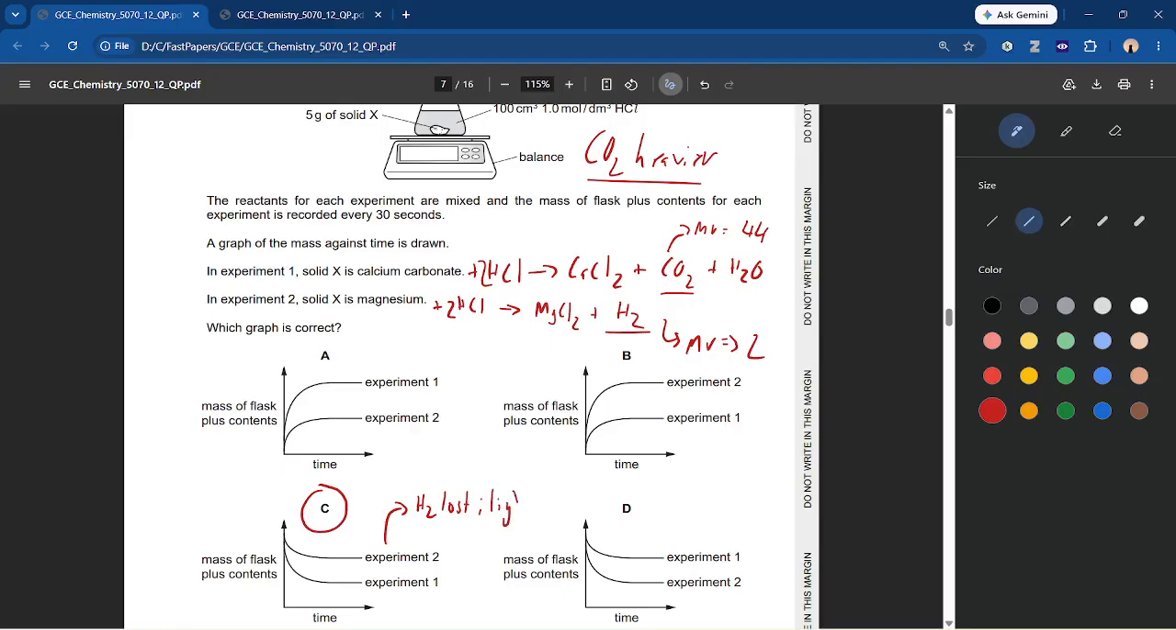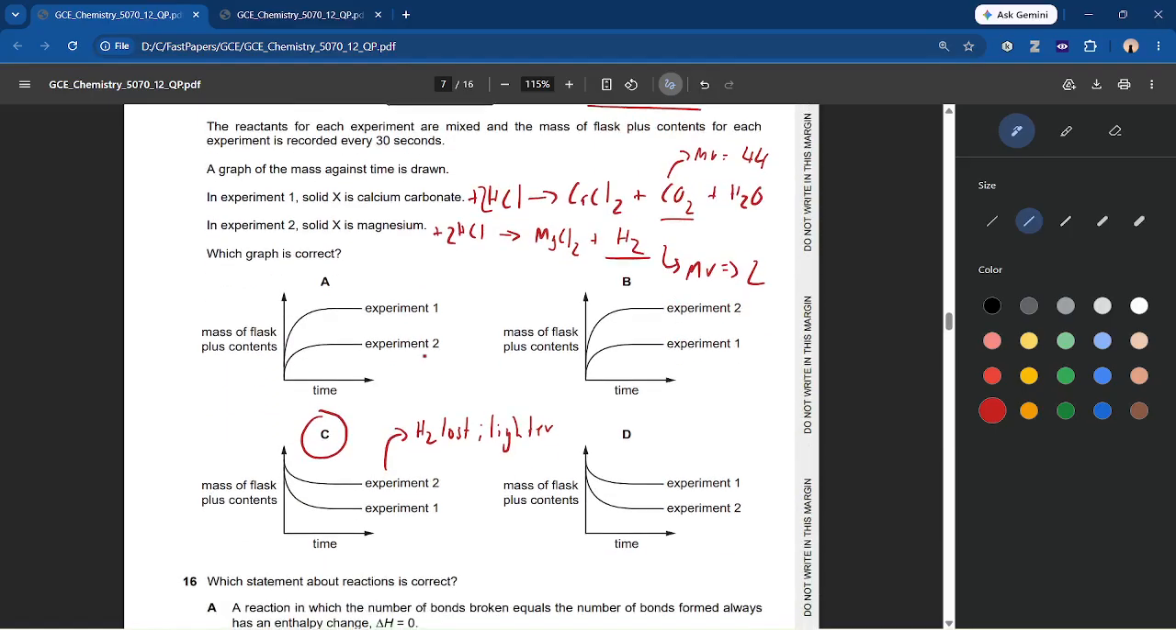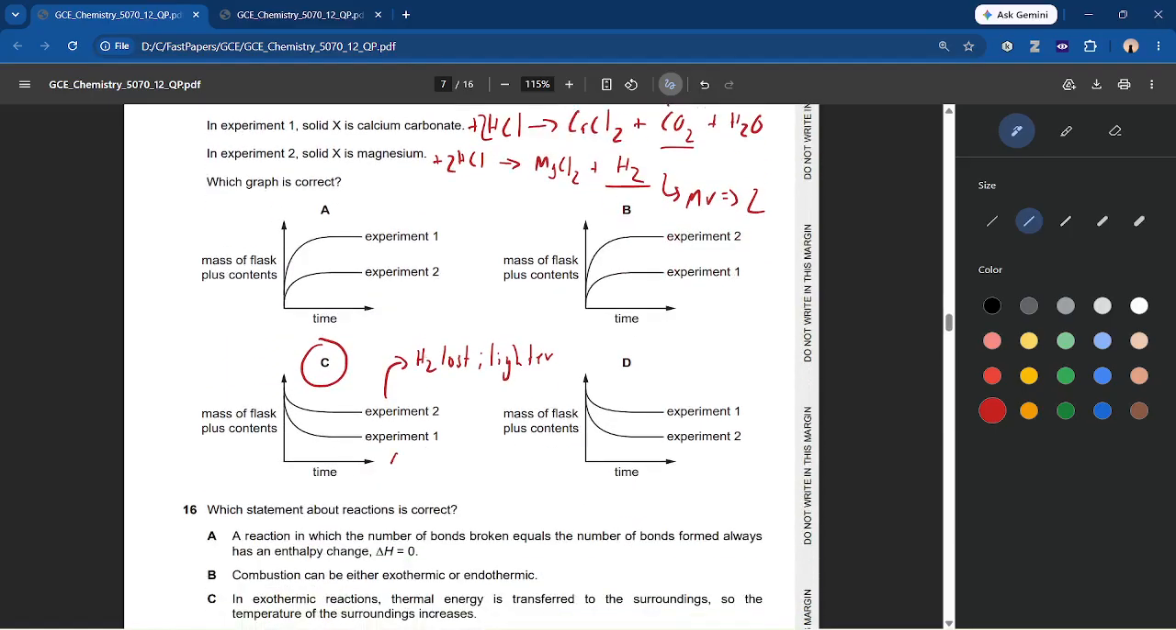as in experiment 2, hydrogen H2 is lost, which is lighter. And over here, experiment 1, CO2 is lost, which is heavier. This is a very interesting question, honestly. Lost heavier, so the weight decreases more.